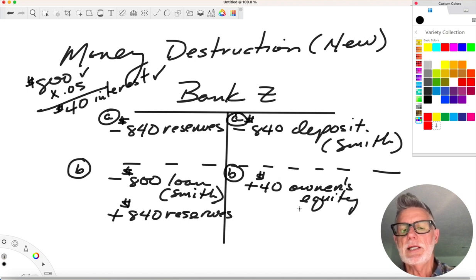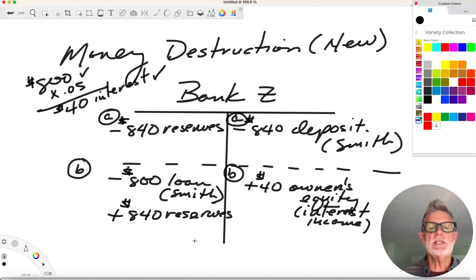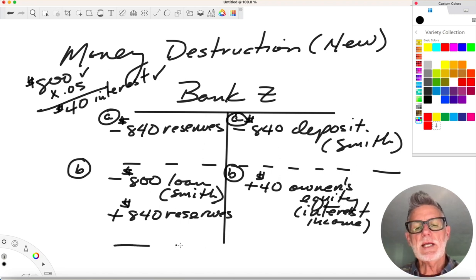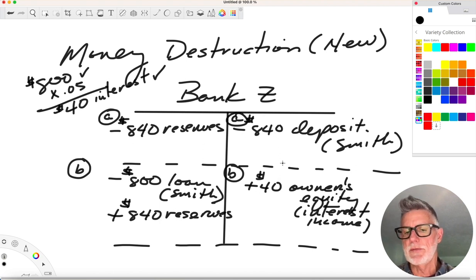This is essentially interest income or profit. We call it a couple different things. So notice that the T accounts continue to balance after these two transactions. Minus 840 plus 840, that washes. So you have minus 800 on this side. Minus 840 plus 40 is minus 800 on this side.